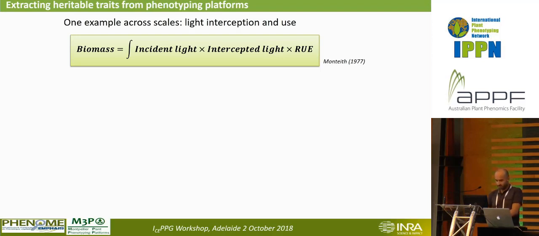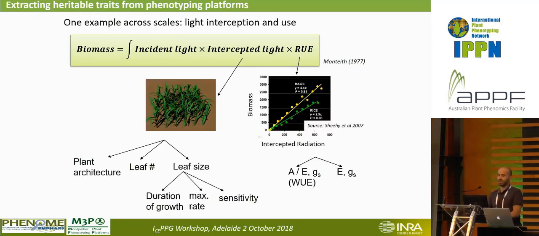So if we take the equation of Monteith, where biomass can be explained as the amount of incident light, the amount of this light that is intercepted, and how this intercepted light is converted to biomass. This is one example that works across the scales, and we can even dissect these terms of the equation, at least the genetic terms, into more simple and heritable traits.